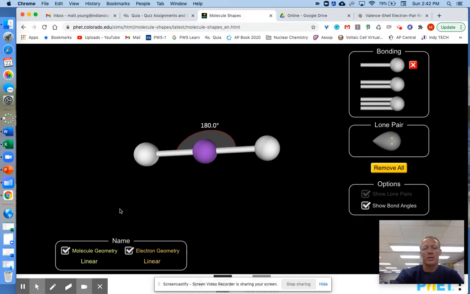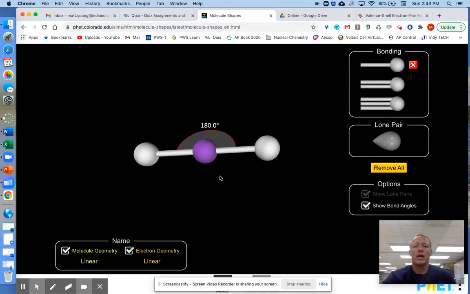One thing, whenever there are not any unshared pairs on the central element, these two will be the same. Anytime there are some unshared pairs on the central element, these will be different. The molecular geometry and electron geometry will be different when there are lone pairs on the central element.